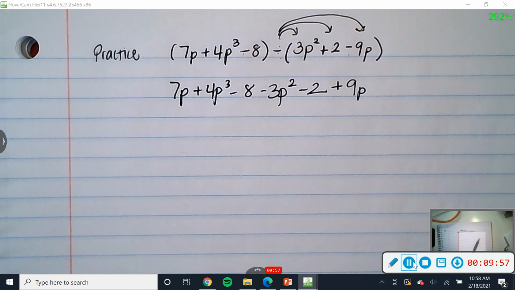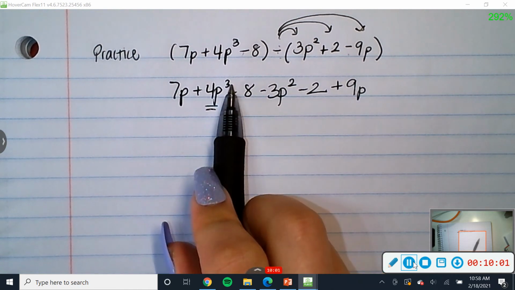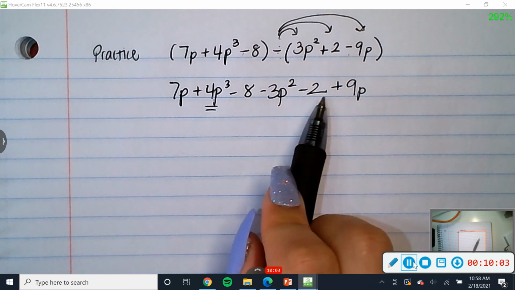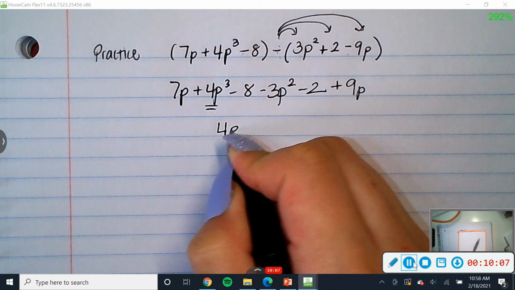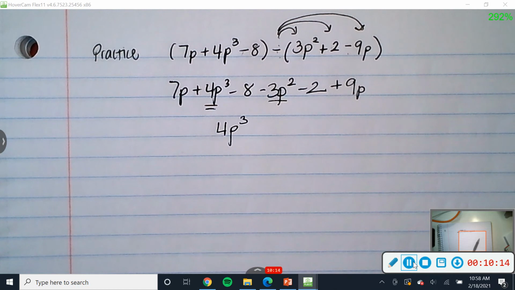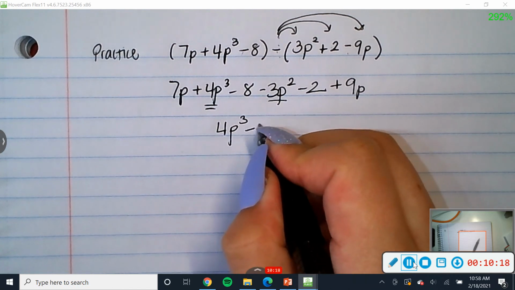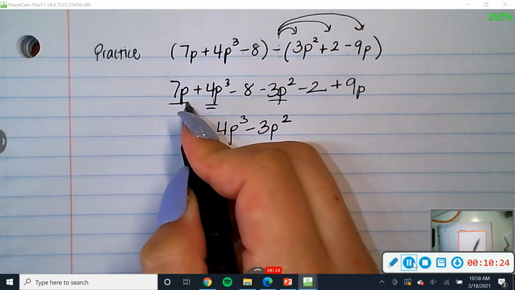Now I can combine the like terms. So I'm going to start with the biggest exponent, so 4p cubed. There's no other variables with the same exponent, so this will stay the same. I can't combine it with anything else. Next, let's look at the squared. I do not see any other squared terms either, so I'm going to keep this one the same as well, minus 3p squared.